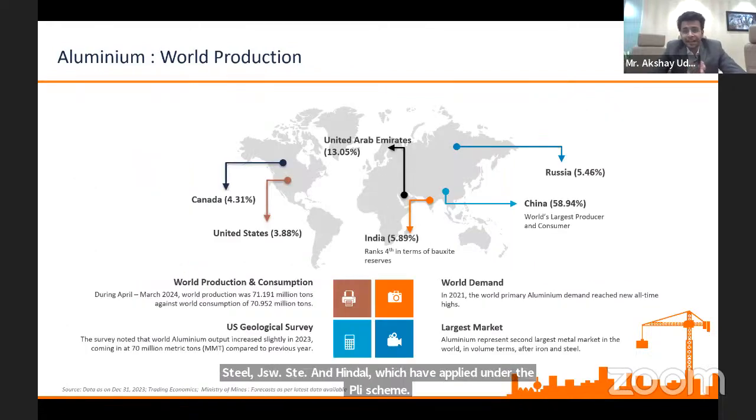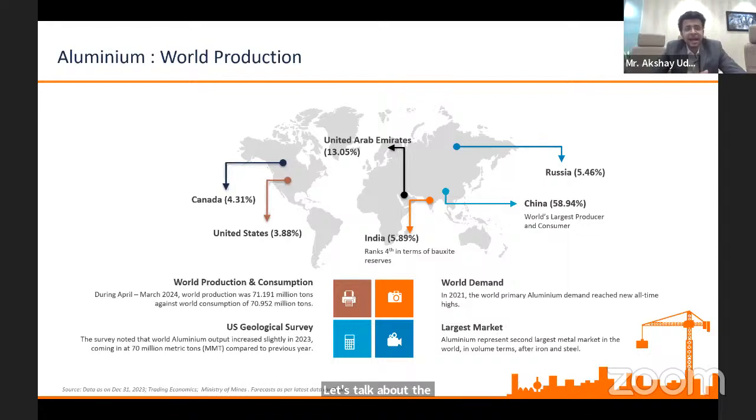Let's talk about the next sub-segment, and that is aluminium. So, aluminium is the second largest metal market in the world in terms of volume after iron and steel.